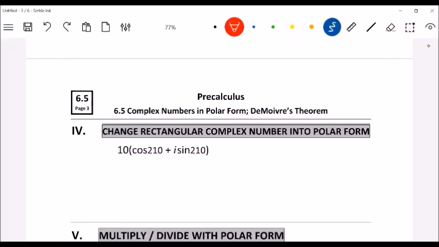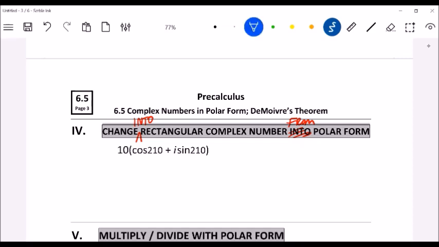Now here, we are going to go the opposite direction. We're going to change from the polar form into the rectangular complex number. This is written wrong here, so I'm going to add some words here: change into rectangular complex number from polar form. That will match what we're trying to do and what we see here.